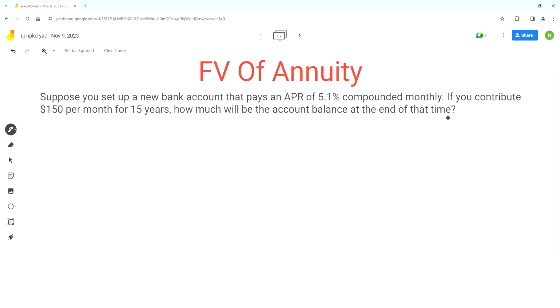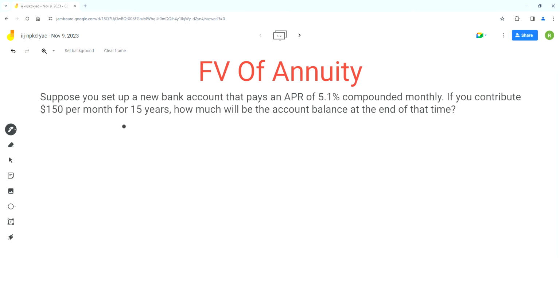Now, this is an annuity setup because a payment is being made in that account at regular intervals. In this case, $150 is being deposited every month, so that's why it's a case of annuity. It is not a lump sum amount setup. So that's the first thing we have to understand. Now here we have to calculate how much will be the account balance at the end of the 15 years. So that means we have to calculate the future value of annuity.